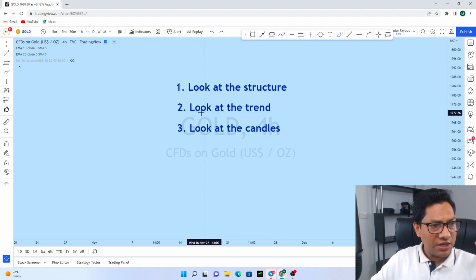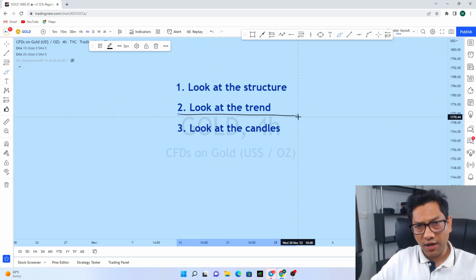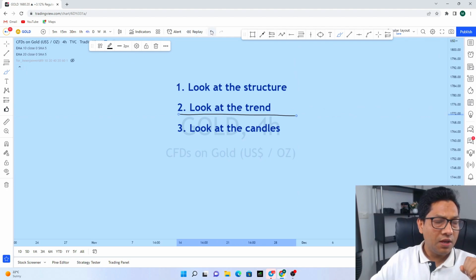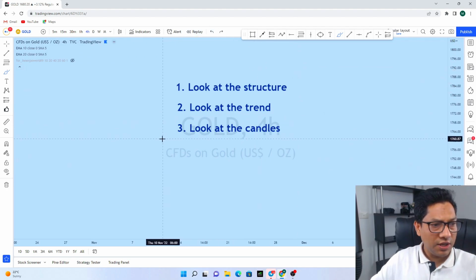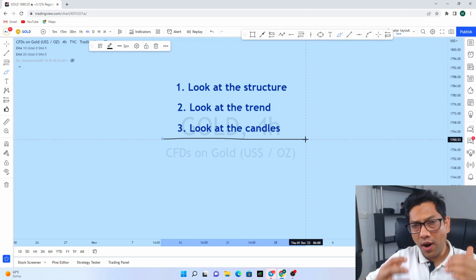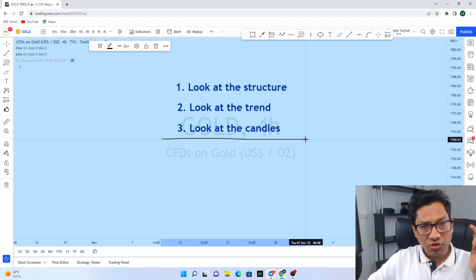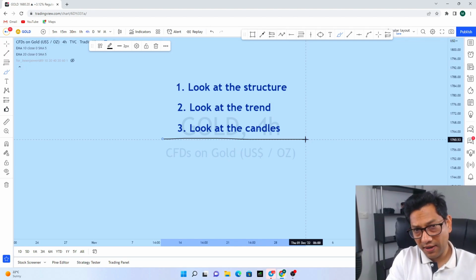The second thing that you need to look at is the trend, which way the trend is, is it in an uptrend or in a downtrend. The third thing that you need to pay attention to is the candles, what kind of candles they are creating. So first, again, three things that you need to look at before you decide which way to trade: structure, trend, and candles. Now let me show you in a real chart how you can look at them and how you can decide which way to trade, either buy or sell.